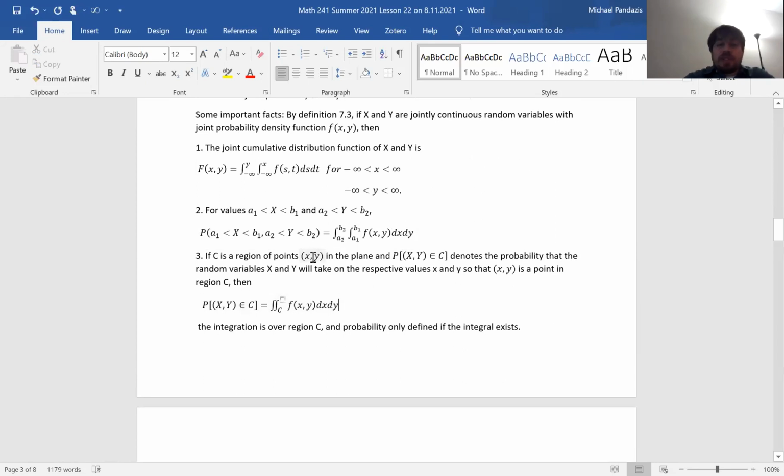Third, if C is a region of points x, y in the plane, and P of (X, Y) in C denotes the probability that the random variables X and Y take on the respective values little x and little y so that (X, Y) is a point in region C, then P of (X, Y) in C is equal to the double integral over C of f of x, y dx dy.